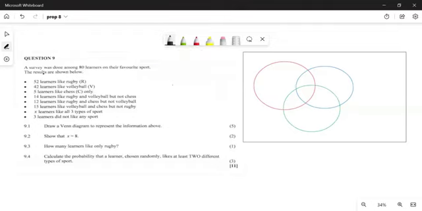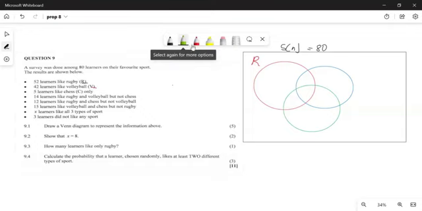And then a survey was done among 80 learners. So the total sample space here, we'll write it outside as S, the total number of learners that we have, which is 80. Then they say on their favorite sports, the results are shown below. So we have rugby and volleyball. We'll represent rugby here with R, and volleyball with V.